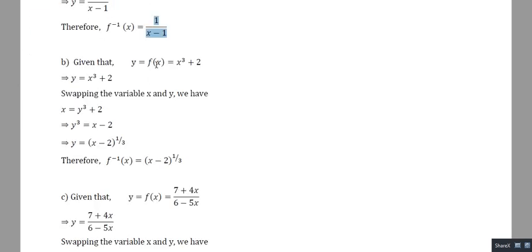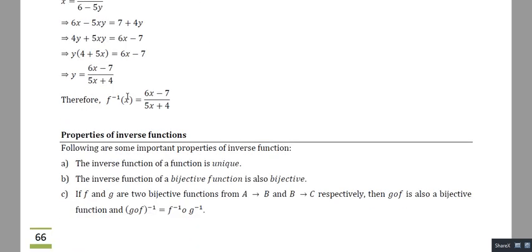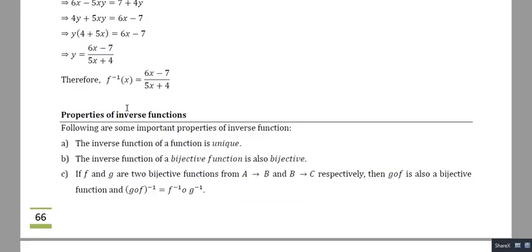Similarly, y equal to f(x) equal to x cube plus 2, you have to find the inverse. Just swap, so x equals y cube plus 2, then solve for y. So that is the answer. Now let's see a few important properties of the inverse of functions.